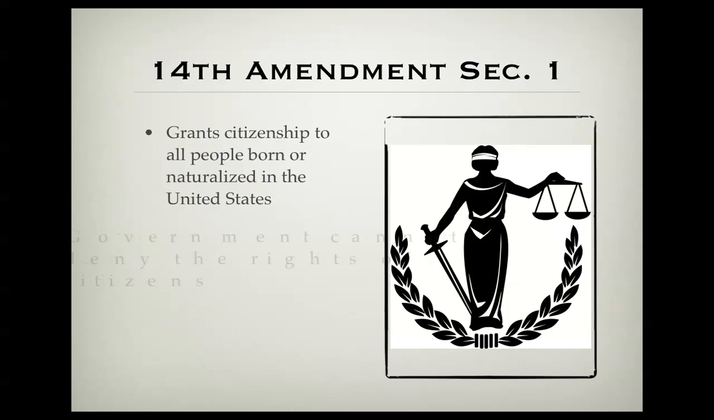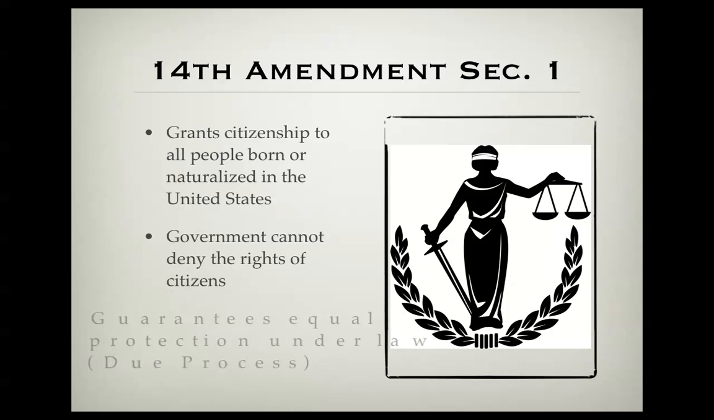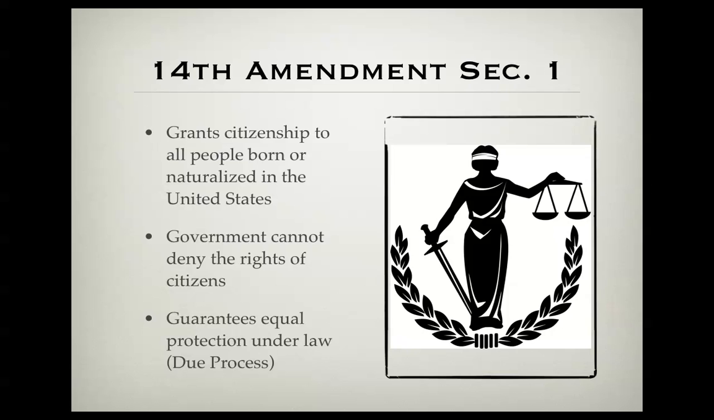In fact, the right of the 14th Amendment is that the government cannot deny your rights as a citizen. They can't deny you the right to life, liberty, or property without what's called due process. Due process is equal protection under the law. Now, due process would be, say, if you were arrested, you're allowed to have a fair trial, a speedy trial, a jury of your peers, and so forth.